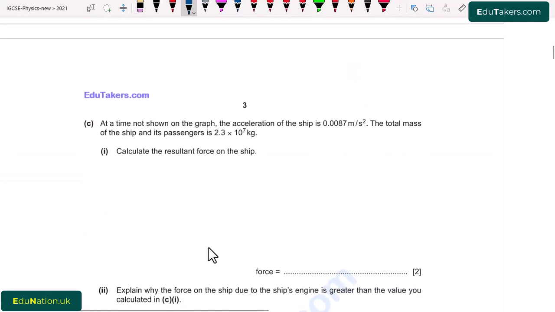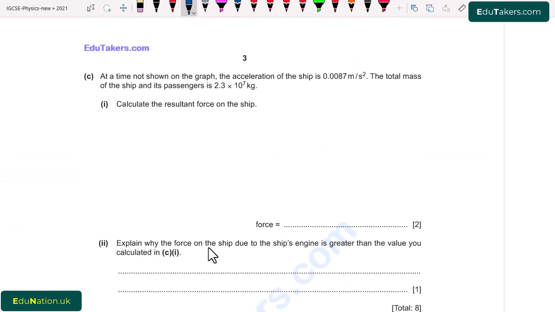Part C. At a point not shown on the graph, the acceleration of the ship is 0.087 meter per second square. The total mass of the ship and its passenger is 2.3 into 10 to the power 7 kg. Calculate the resultant force on the ship. Here we have to calculate the resultant force, and we know that F is equal to ma according to second law of Newton. F is equal to ma.